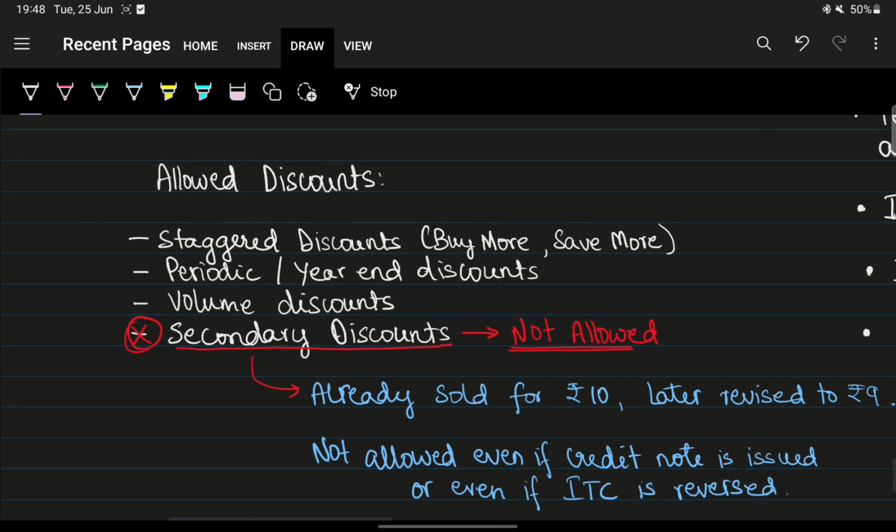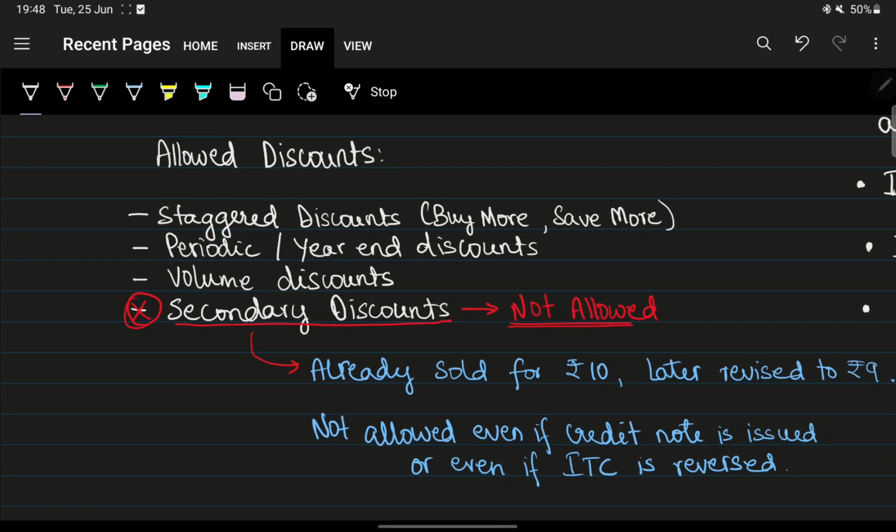Okay, now we'll just see what are the allowed discounts again. Here staggered discounts are allowed. Okay, meaning buy more, save more. Meaning if in that particular month you buy up to 100 units of that item, then you will get discount. This is also allowed, but those terms are already previously agreed to. Okay, and periodic year-end discounts are also allowed.